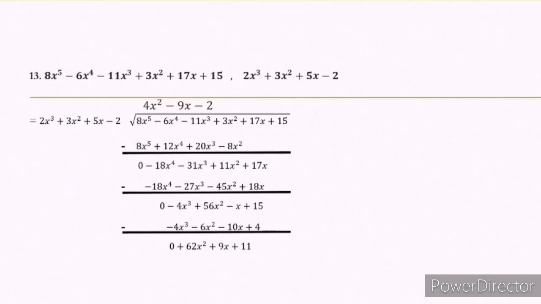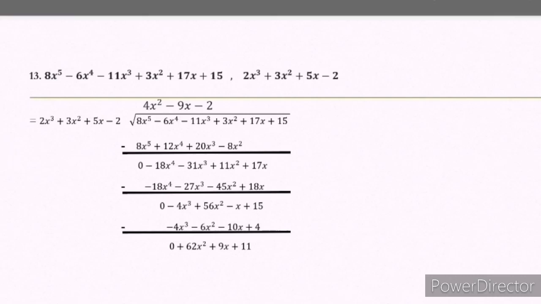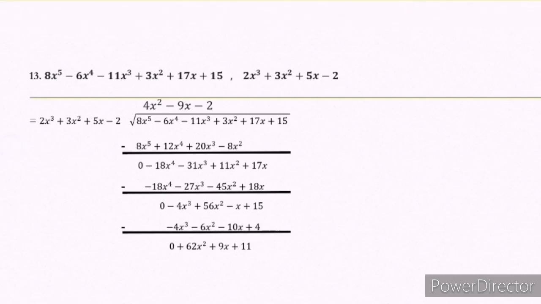Number 13. The given is 8x raised to 5 minus 6x raised to 4 minus 11x cubed plus 3x squared plus 17x plus 15 divided by 2x cubed plus 3x squared plus 5x minus 2. Then the first dividend is 8x raised to 5 divided by 2x cubed, then equal to 4x squared.